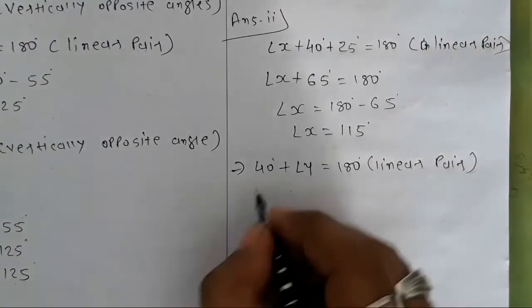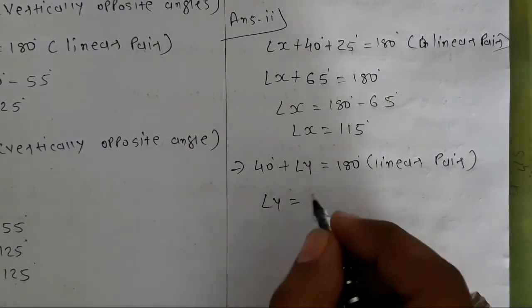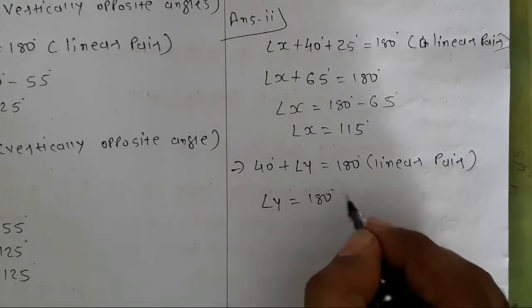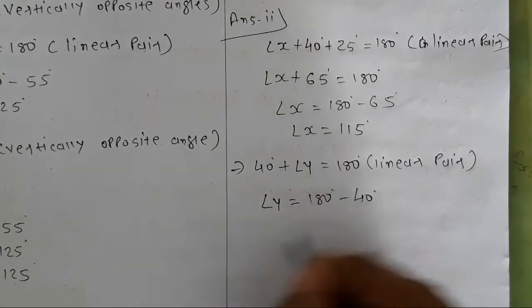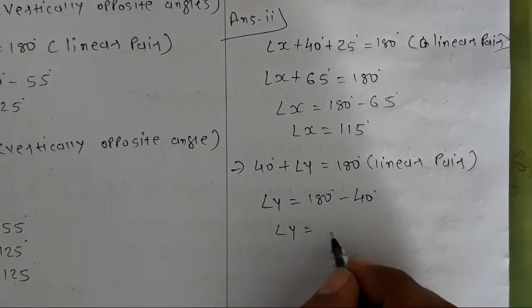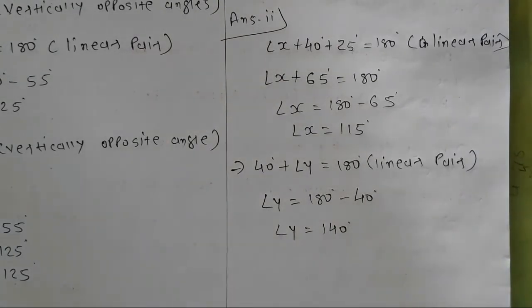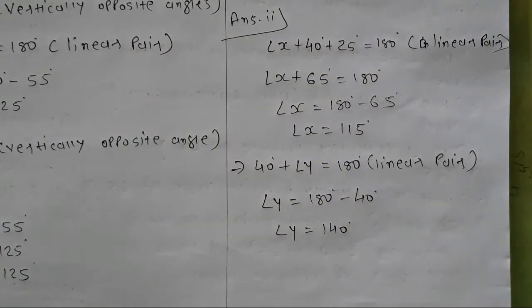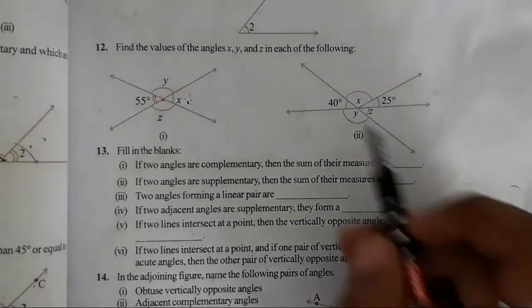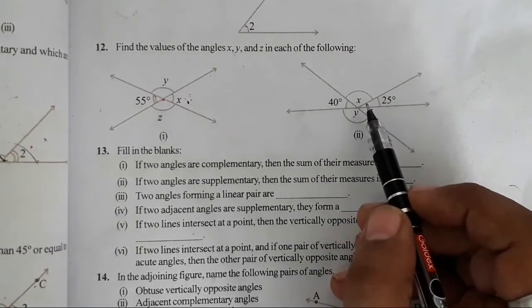Now 40 plus angle y. Now angle y is equal to, if I change the side of positive 40 degrees, it will become negative. So angle y is equal to 180 minus 40. So angle y will become 140 degrees. So measurement of angle y is equal to 140 degrees. Measurement of angle x is 115 degrees.